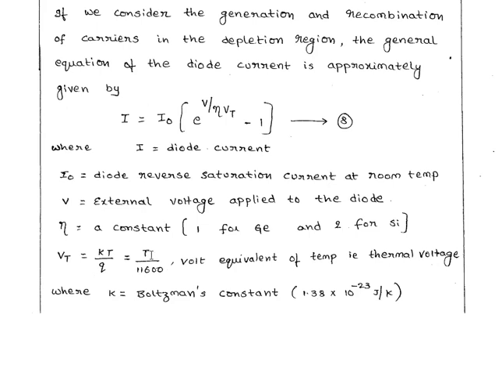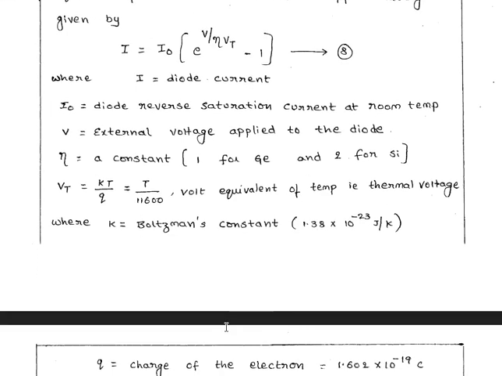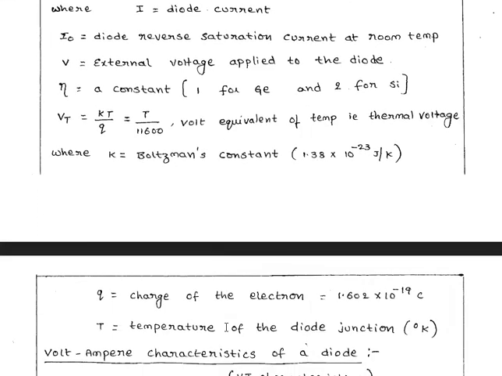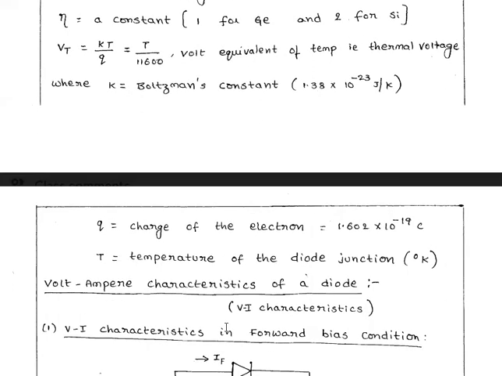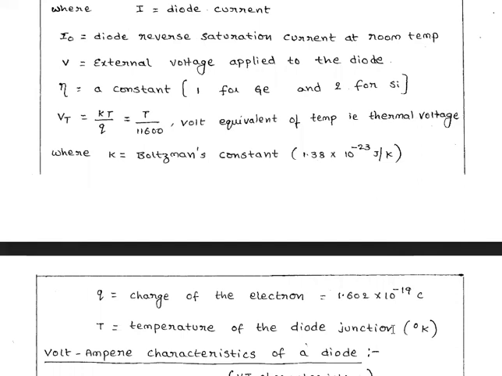kT by Q or T by 11,600, the volt equivalent of temperature, that is the thermal voltage, where k is the Boltzmann constant, that is 1.38 into 10 power minus 23. Q is the charge of an electron, that is 1.6 into 10 power minus 19 coulombs. T is the temperature of the junction in degrees Kelvin.